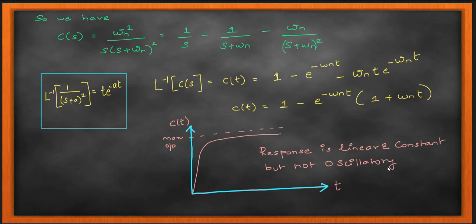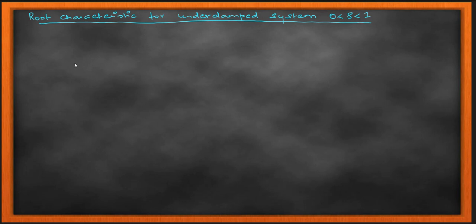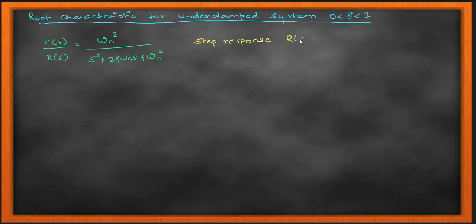So C of t versus t is going to give a linear plus a constant response, but not an oscillatory response. I don't see any oscillatory behavior here. I just see the first part to be linear and the next part to be constant. Good. So that is your step response when your damping ratio is equal to 1, or your critical damping.